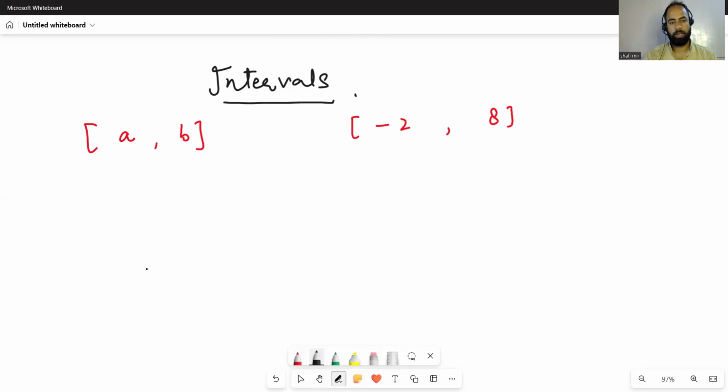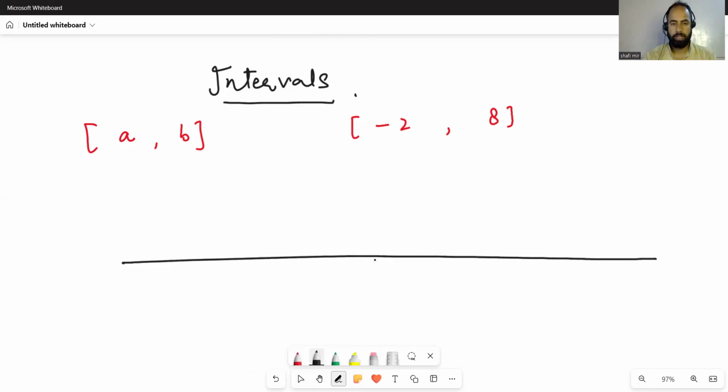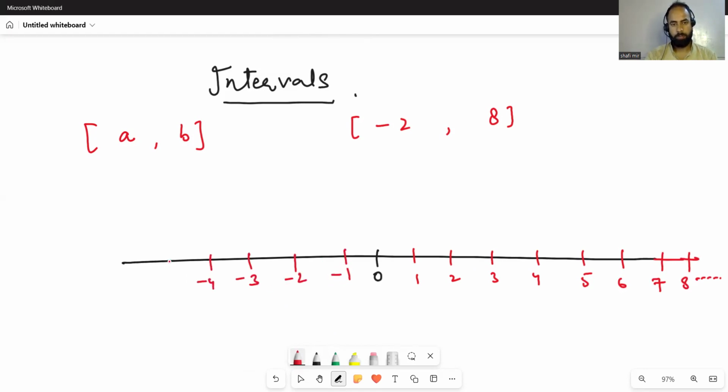Suppose I draw a number line here. This is a number line. As you know, the center of the number line is 0. Here it is 1, 2, 3, 4, 5, 6, 7, 8, and so on. Like here also -1, -2, -3, -4, -5, and so on.